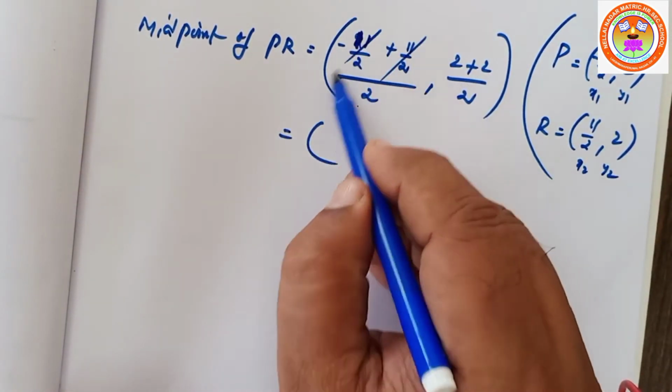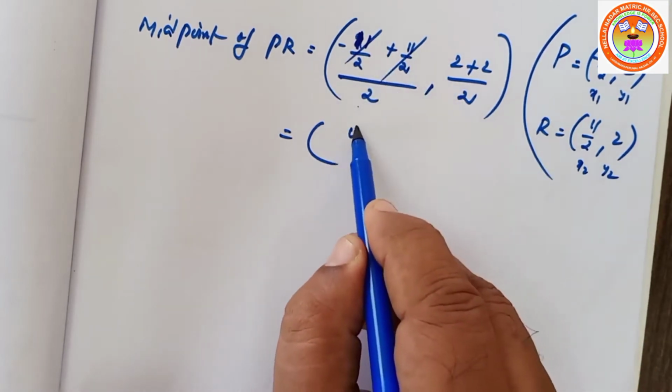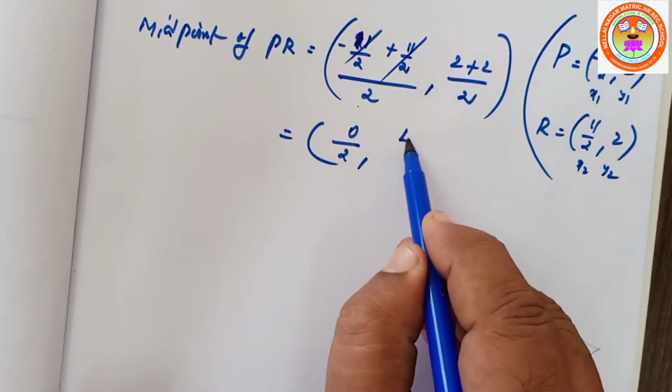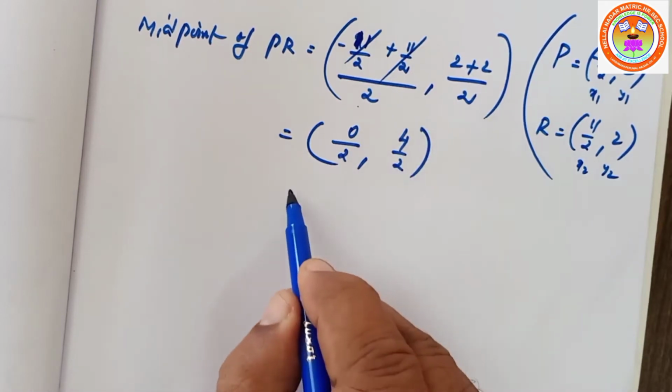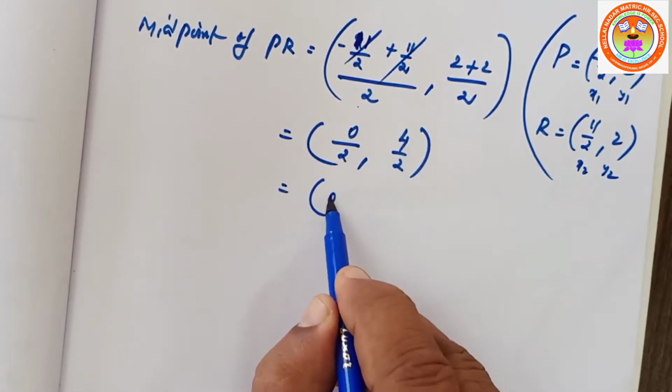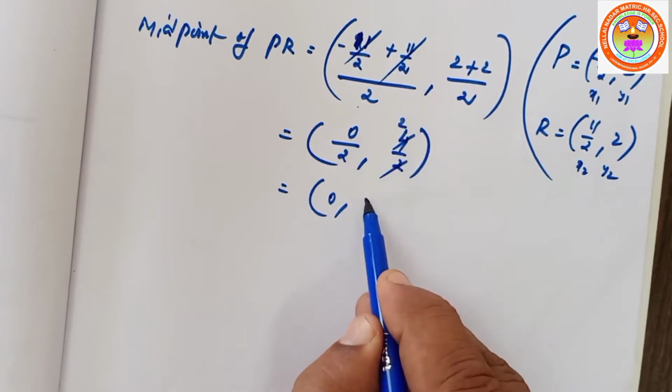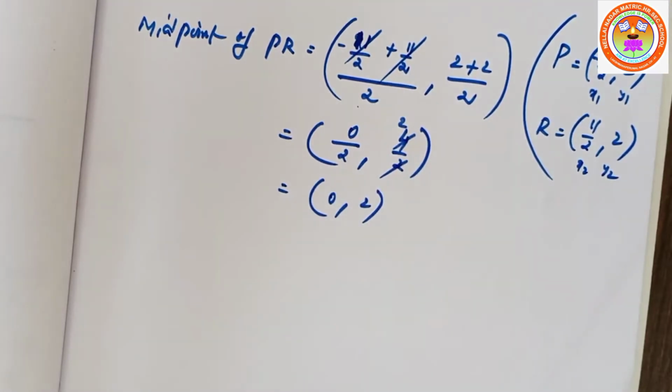Plus 11 by 2 minus 11 by 2 both get cancelled. What is the numerator? 0, 0 by 2. 2 plus 2, 4 by 2. 0 by 2 is equal to 0. 4 by 2 is 2 only. So (0, 2) is the midpoint of PR.